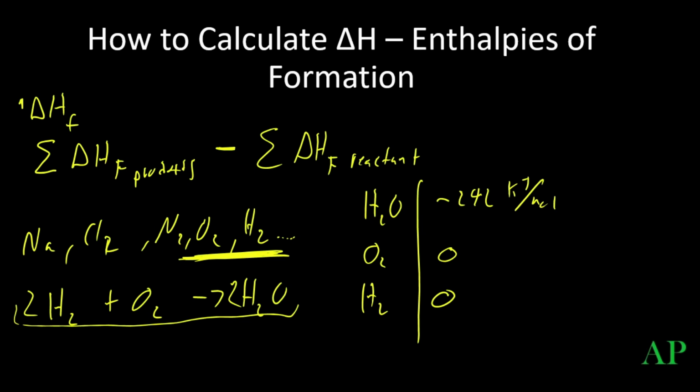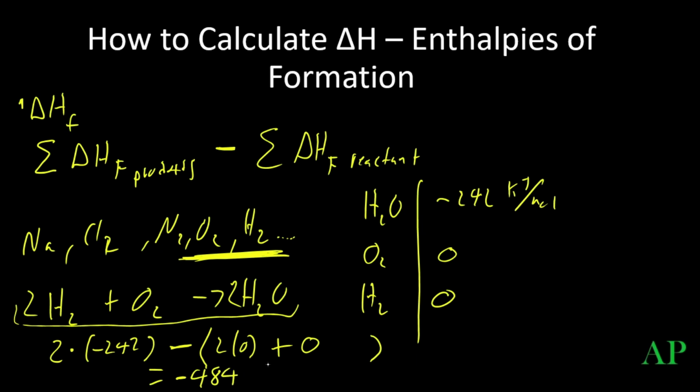So how do we apply this equation? Products minus reactants. What are my products? I have water molecules and I have 2 of them. So it will be 2 times negative 242, minus what's in my reactants. In my reactants, I have 2 H2, so 2 times 0, plus 1 oxygen, 0. This whole thing obviously ends up being 0, and then your final answer is just negative 484 kilojoules per mole. And this would be the change in enthalpy found using enthalpies of formation for this specific question. You can do the same thing now using bond energies.